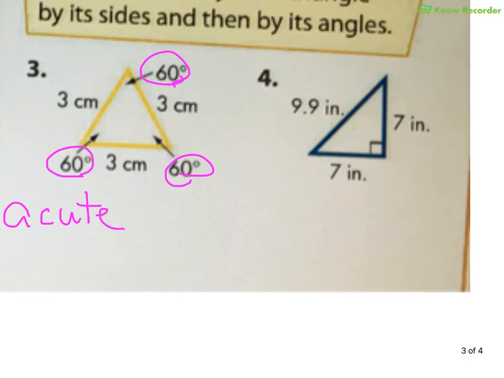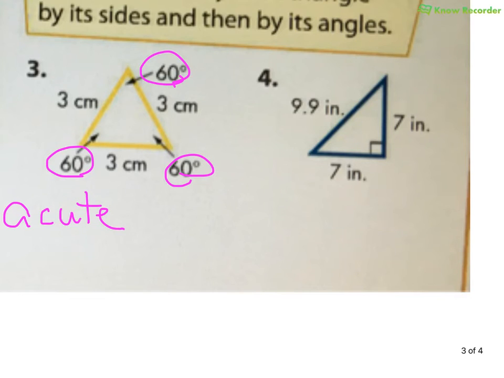A lot of times you're going to have to do reasoning when you classify these. You're going to resort to the definition. You can't just look at it and be like, yeah, acute. Yes, you'll get to that when you're older, but for right now, you have to understand why it's acute. So always say the definition. I don't have any angles that are 90 degrees or greater, so they're all acute.